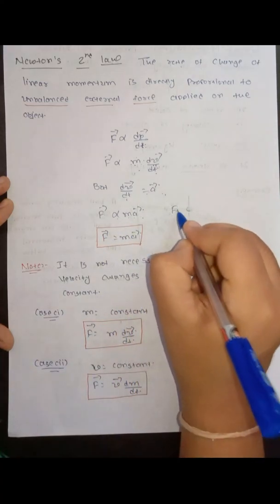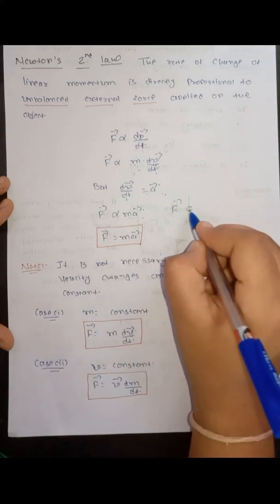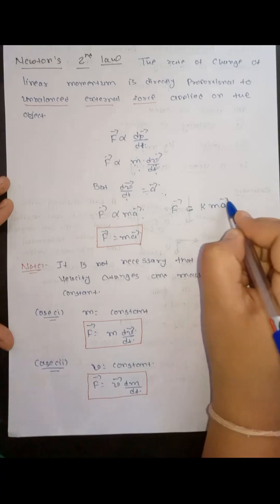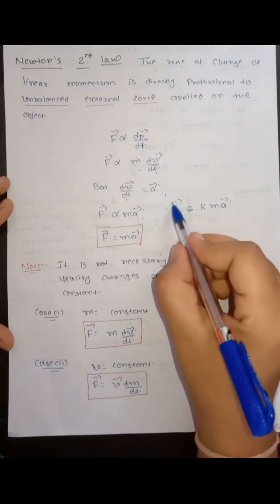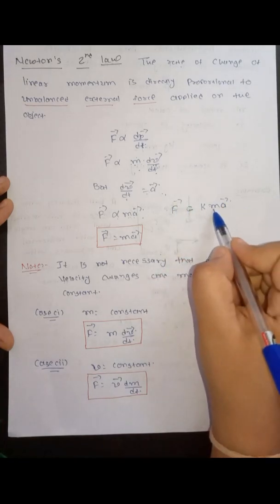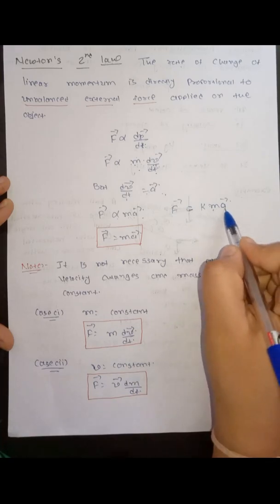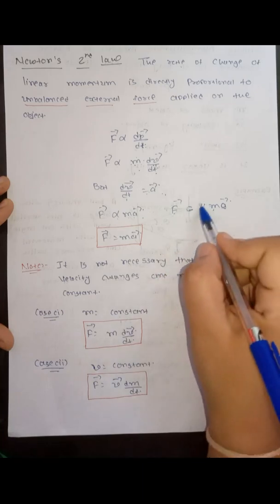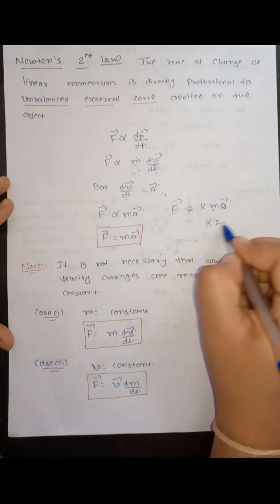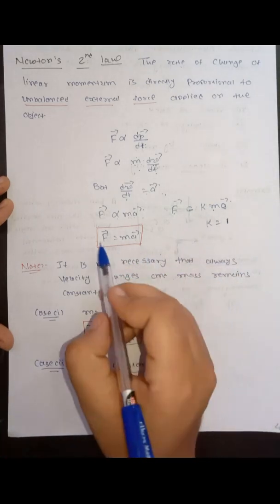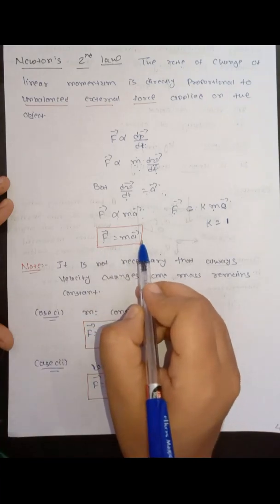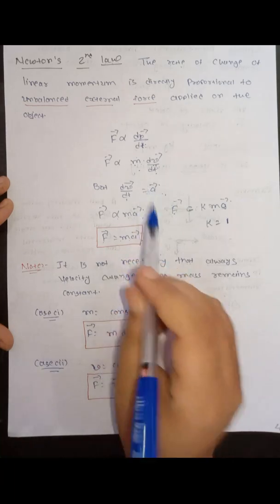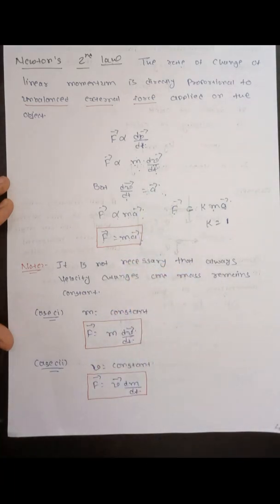Here, if we change proportionality into equality, then F is equal to kma. But if we choose the units, in SI units, mass is 1 kg, acceleration is 1 meter per second square, and force is 1 Newton, then the value of k will be 1. So F is equal to ma. This is the mathematical formulation of Newton's second law.